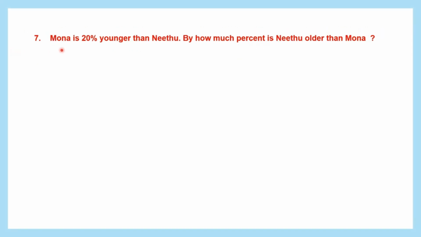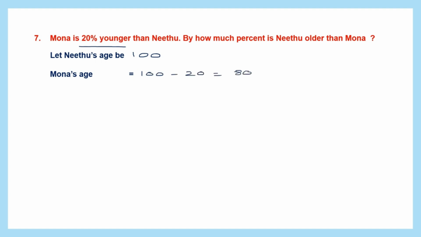Question 7. Mona is 20% younger than Neetu. By how much percent is Neetu older than Mona? Now we don't know this, so let Neetu's age be 100. We'll consider Neetu's age to be 100. Then Mona's age will be, now Mona is 20% younger than Neetu. If Neetu's age is 100, then Mona's will be 100 minus 20, which is 80. So this is Mona's age. Then Neetu is older than Mona by how much?